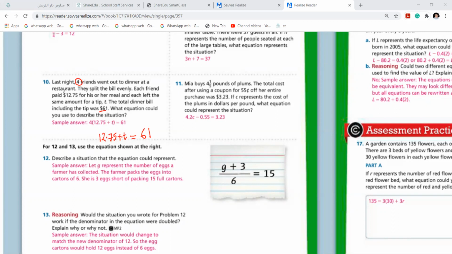Simple, same thing. They said $12.75 each friend paid. But they also paid the tip, but the tip they did not give you. They told you it's T riyals, maybe T dollars. And how many friends paid? 4 friends. So I multiply with 4. This parenthesis or bracket means times 4. And total is 61. So this is the equation. Is this clear?